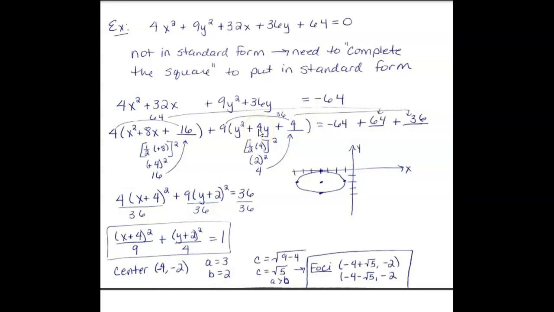Same thing here. 4 is my coefficient of y, so half of 4 is 2. Square it gives me a 4. That goes inside the parentheses. However, multiplying it by what I factored out is really a 36, so to balance that, we're going to add a 36 to the other side.